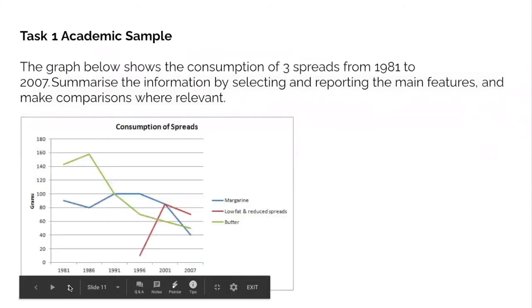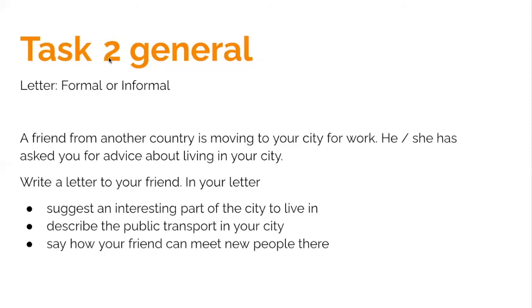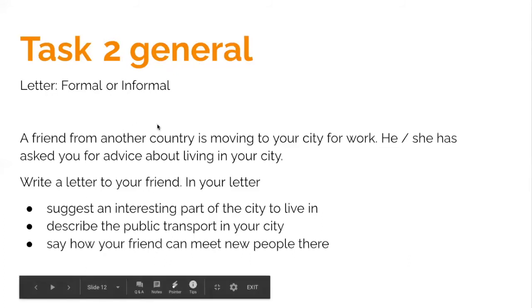So this is basically task 1. Okay guys, there's a slight mistake here. It should say task 1. So let's discuss the first task for the general exam. We said for the academic test, you have to write a summary of a bar graph or of a chart. Here in the general exam, you have to write a letter. A letter can be either formal or informal. There are only 2 variations. You can see here, there is a sample task.